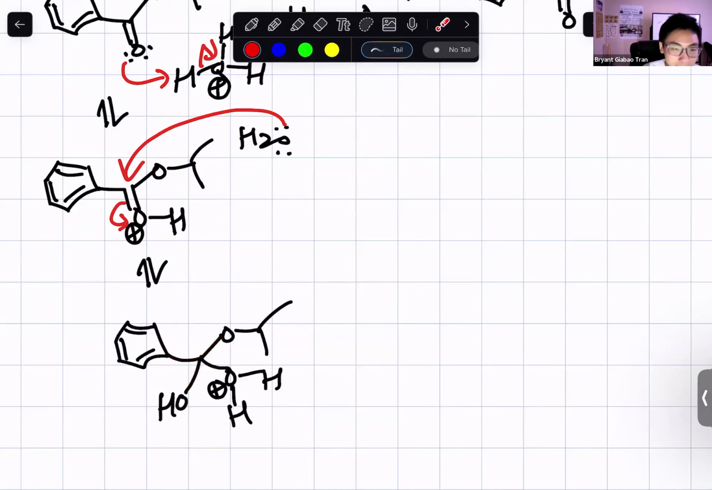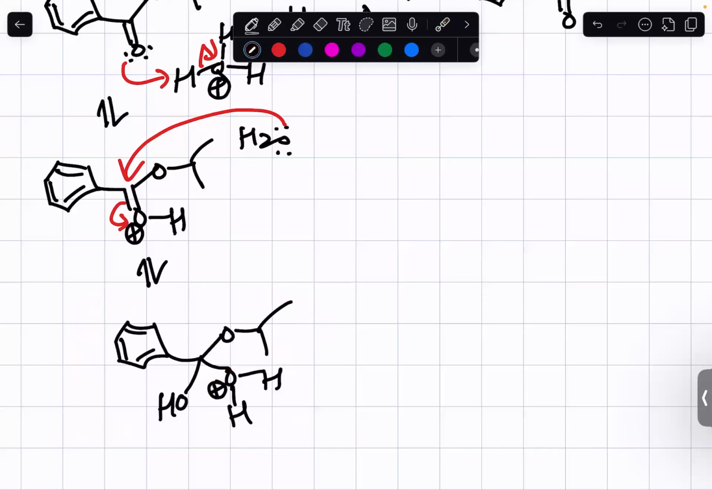Right. Now, once you have this, what do you think the next set of steps are going to be? This is the new group. This is the old group. We want to make the old group a good leaving group. We want to make the new group a bad leaving group. Which one would be best to start off with?